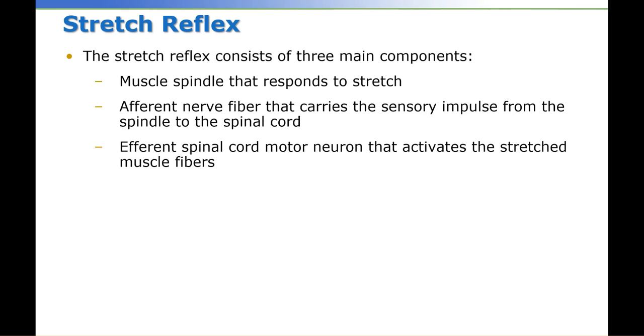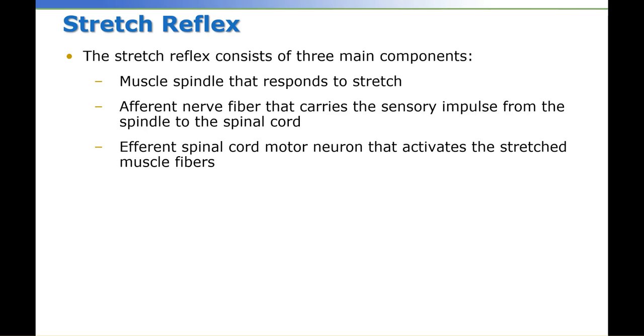Stretch reflex. The stretch reflex consists of three main components: a muscle spindle that responds to stretch, an afferent nerve fiber that carries the sensory impulse from the spindle to the spinal cord, and an efferent spinal cord motor neuron that activates the stretched muscle fibers. So that is exactly what I said. Someone puts a 20-pound dumbbell in your hand, so your arm starts to drop a little bit.